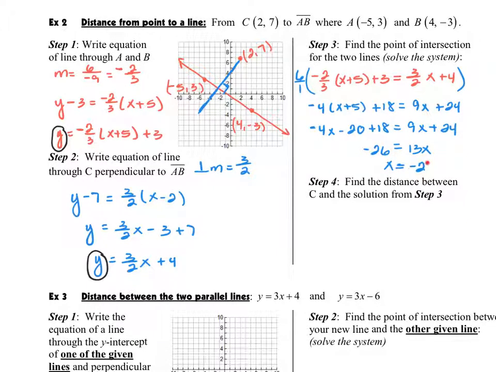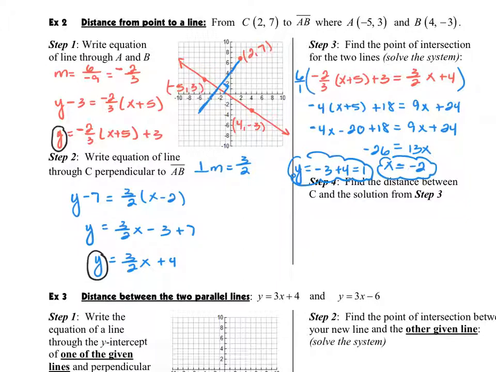I now need to take that negative 2 and substitute it back into either one of these two equations. It does not matter which one I choose. I can pick either one. So when I substitute that back in, I'm going to get y equals, I'm mentally plugging it in right here, so 3/2 times a negative 2 is going to give me a negative 3. And I add that 4, and it gives me a 1. So here's my y coordinate, here's my x coordinate.